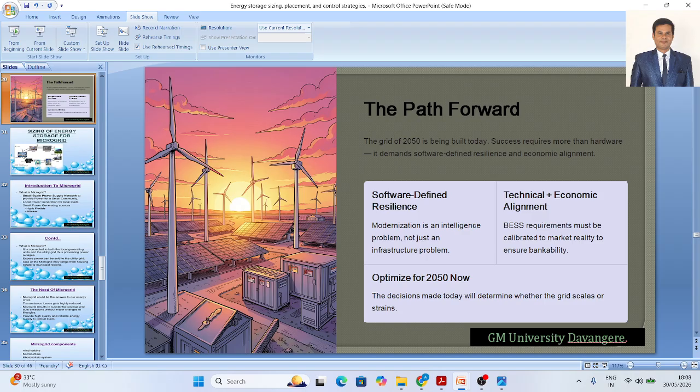So we'll make the summaries of your microgrids with respect to the different strategies which have been incorporated for the energy storage.